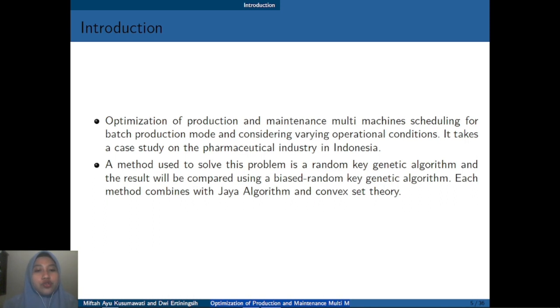A method used to solve this problem is a random key genetic algorithm, and the result will be compared using a biased random key genetic algorithm. Each method combines with Jaya algorithm and convex set theory.